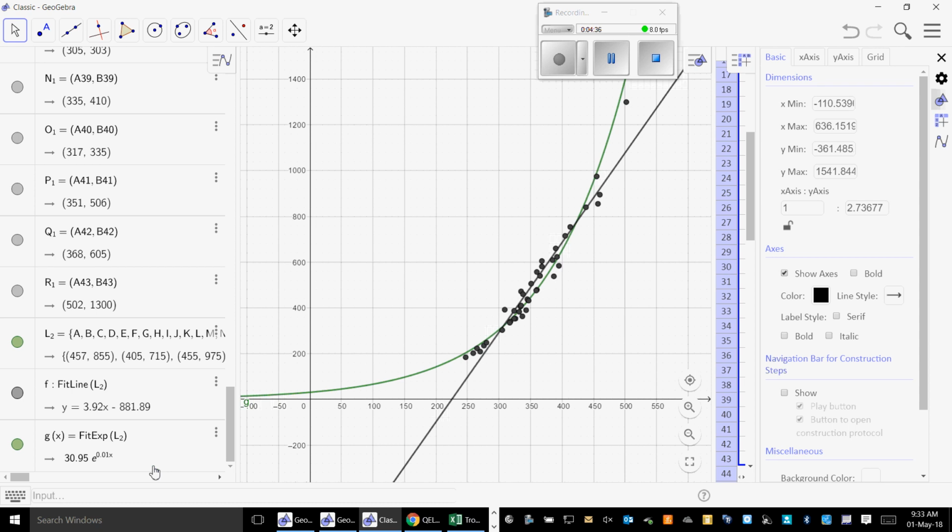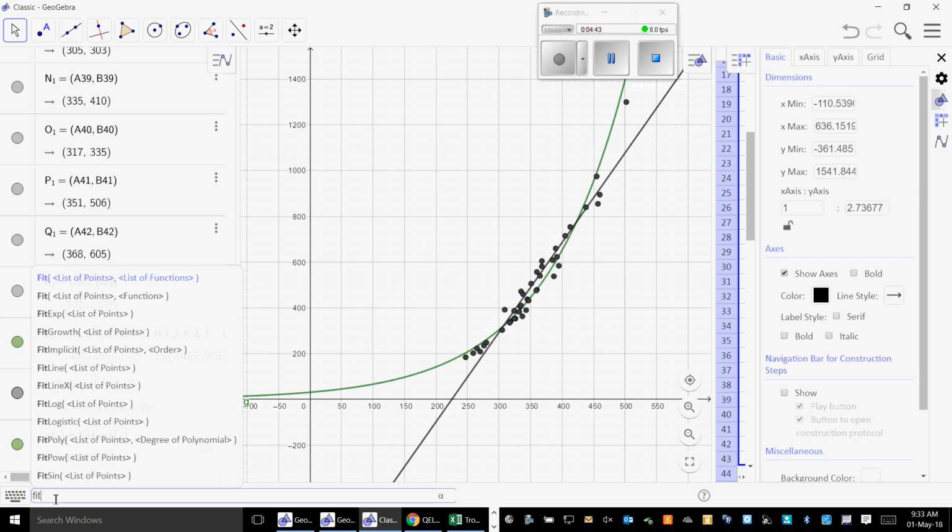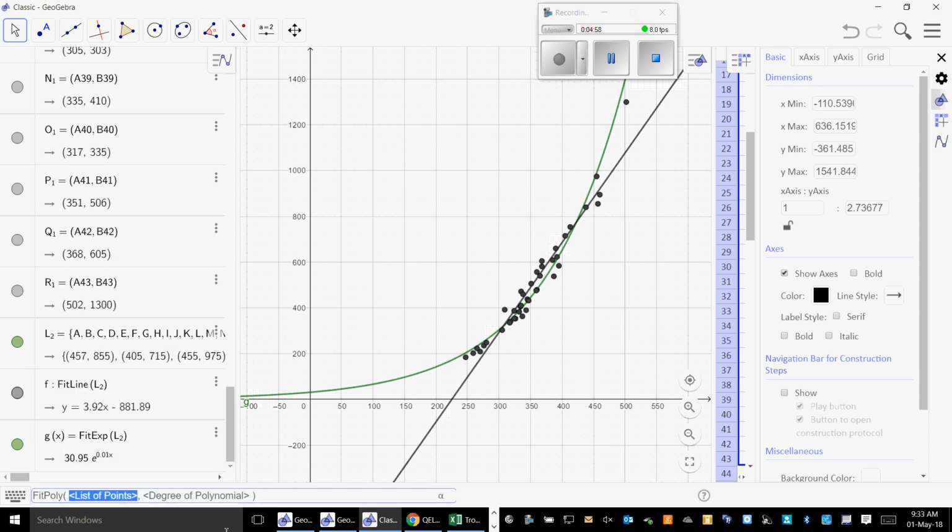Now, you may think, well, actually, I think it is just half of a quadratic. So you might want to say fit. If you want to do a quadratic or a cubic or any other power, any other kind of graph like that, you do fit poly, because it's a polynomial. List of points again is L_2. And then the degree of polynomial. What would the degree be if it was a quadratic graph?